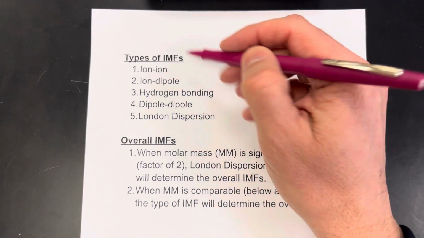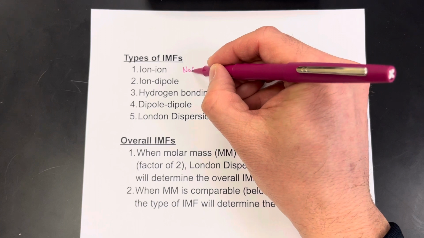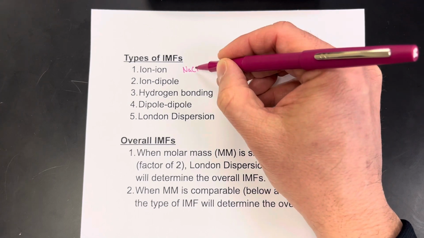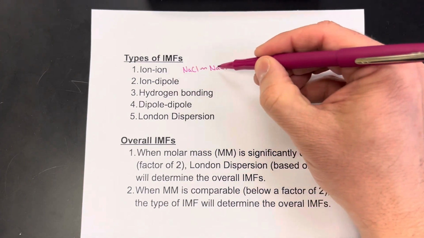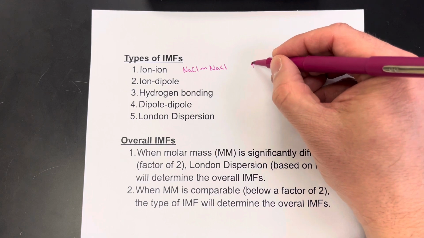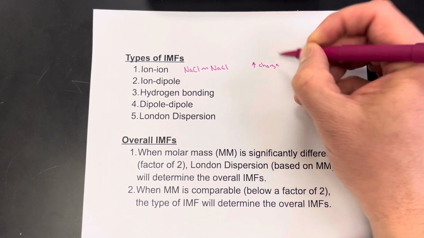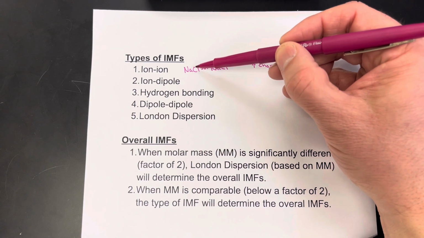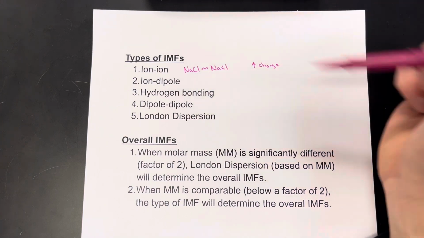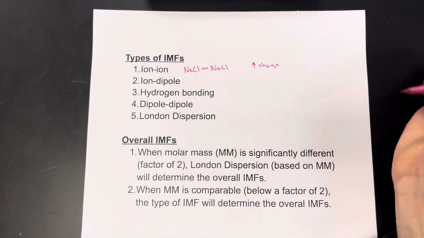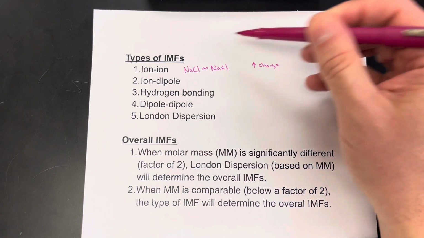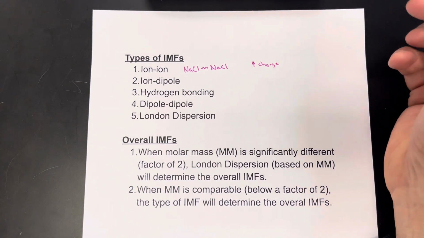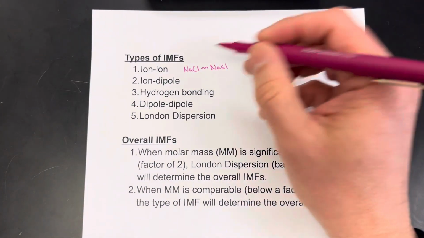So to get us started, we got ion-ion. Basically, if you have 2 ionic compounds, the intermolecular force that exists between the two is going to be called ion-ion. Now, the way that we can increase this is by increasing the charge on these ions. So this is a positive 1 and a negative 1. Well, if we had positive 2s and negative 2s, that would be stronger than the positive 1s and negative 1s, and that would increase the interaction. So as I increase the charge, I will increase the amount of ion-ion interactions that I have within the substance.